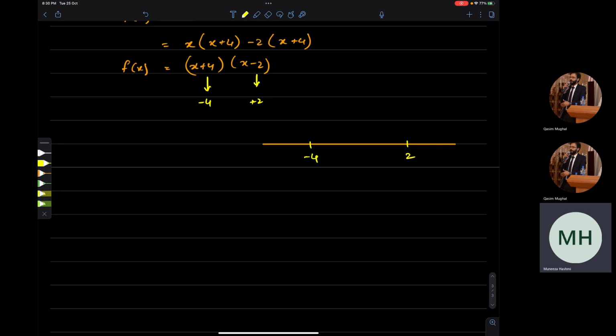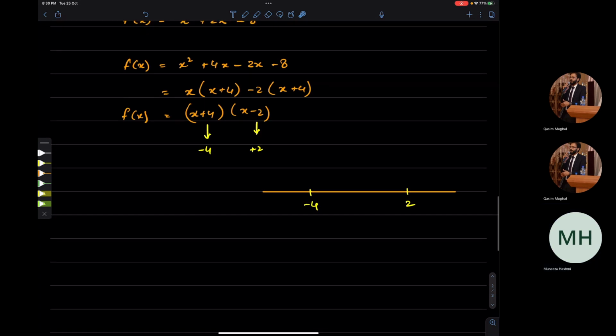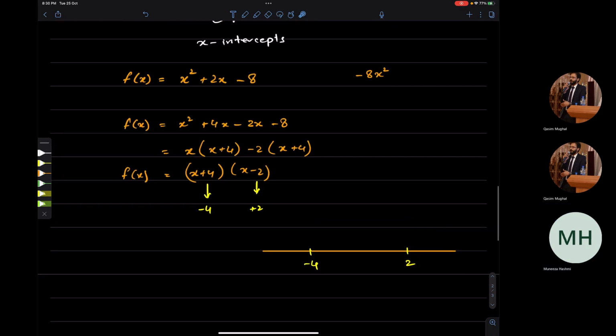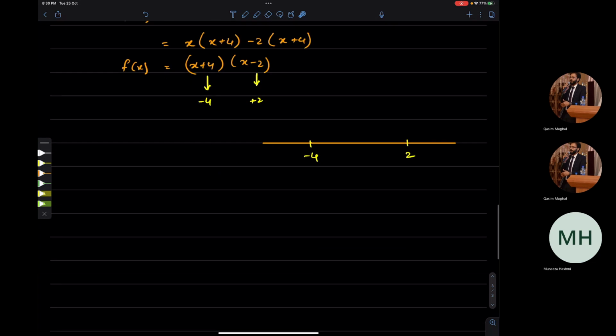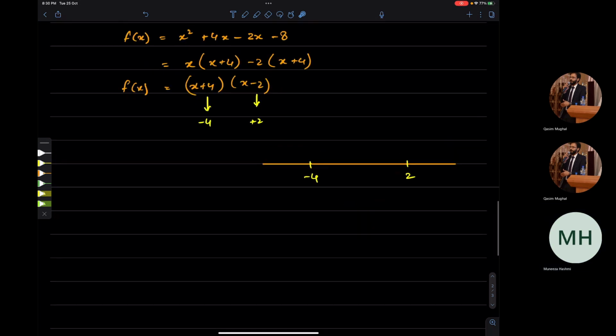Now, these are the 2 points where the graph is definitely going to pass through on the x-axis. The coefficient of x squared is positive, so this is how the graph is going to be. So on the x-axis, the graph is definitely going to cut through these 2 points. And why do we say this? We will be talking about it in a minute.